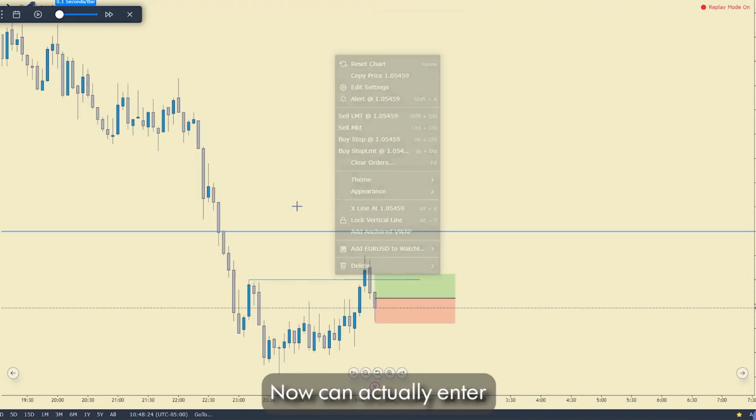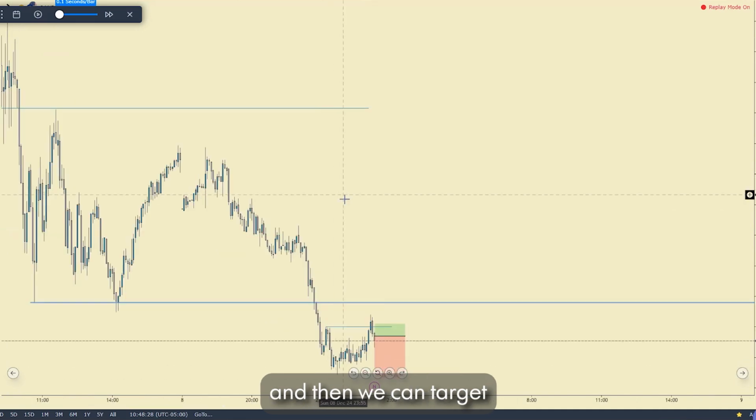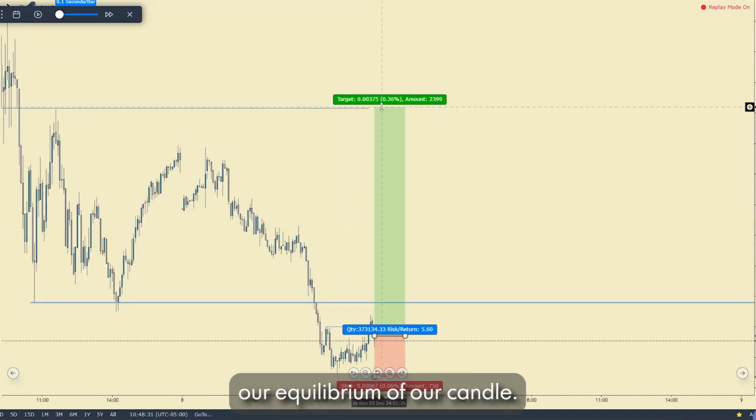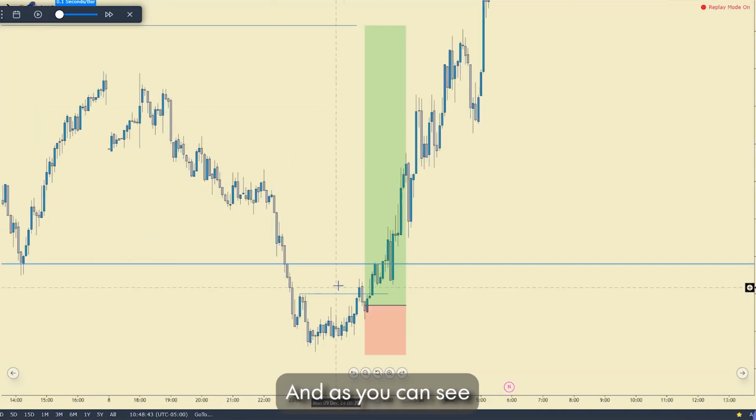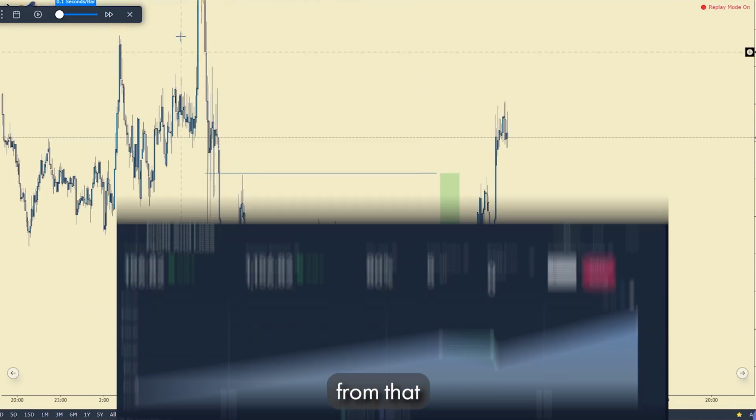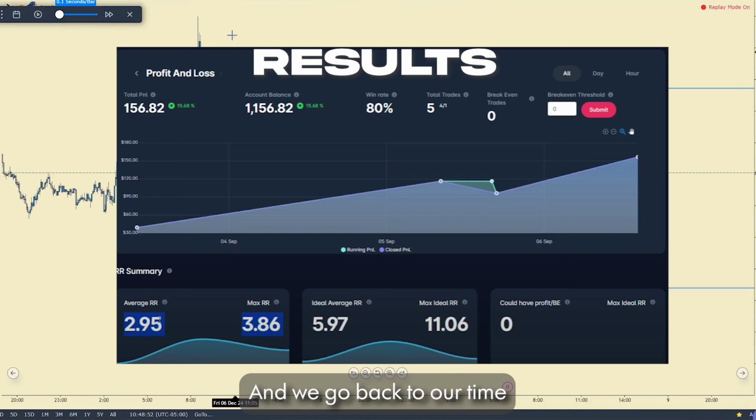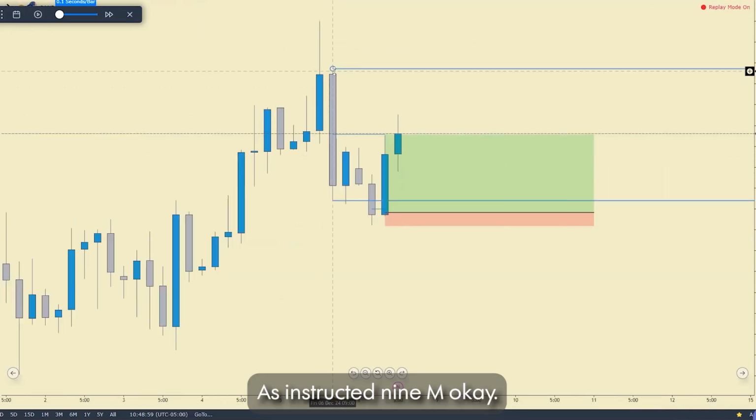Now we can actually enter right over there, stops below that point, and then we can target the equilibrium of our candle. And as you can see, now we see much more volatility once again as price tries to recover from that impulsive day. And we go back to our 4-hour time frame here. As you can see right there, 9 AM, impulsive candle, and then price comes to recover back into that range point.